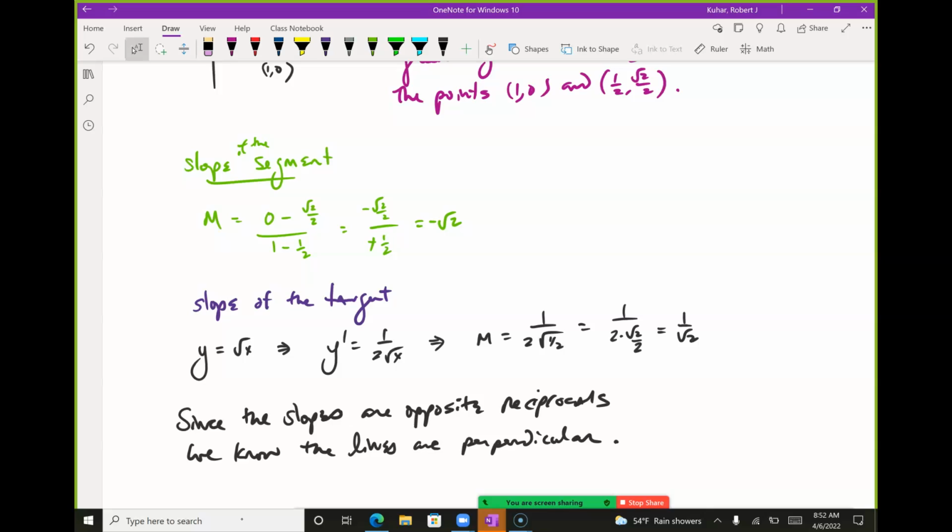Beast of a problem. What will I do on your test? I'll change the function. I'll change the point. I'll change both, but the process is the same. I would imagine you would, on your formula sheet, put an entire problem like this, right?